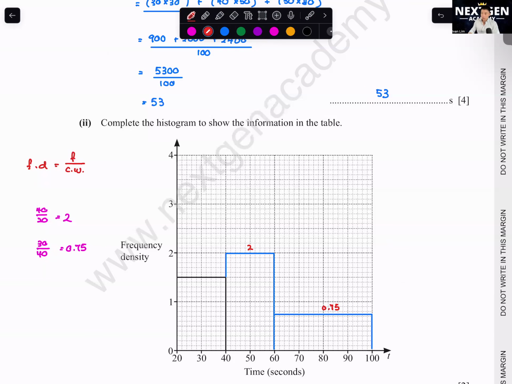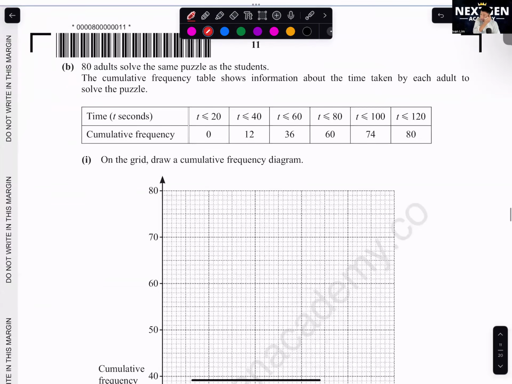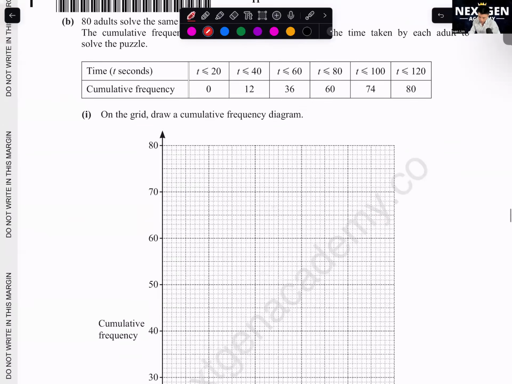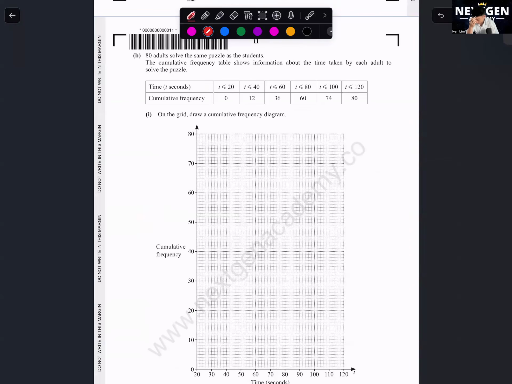All right, let's look at question B. This is a cumulative frequency diagram. 80 adults solve the same puzzle as the students. The cumulative frequency table shows info about the time taken by each adult to solve the puzzle. On the grid, draw a cumulative frequency diagram. They already gave us the values here. One thing I want you all to take note of for a cumulative frequency diagram is if they give you a class, please do not use the midpoint. This one they already give you the point here.